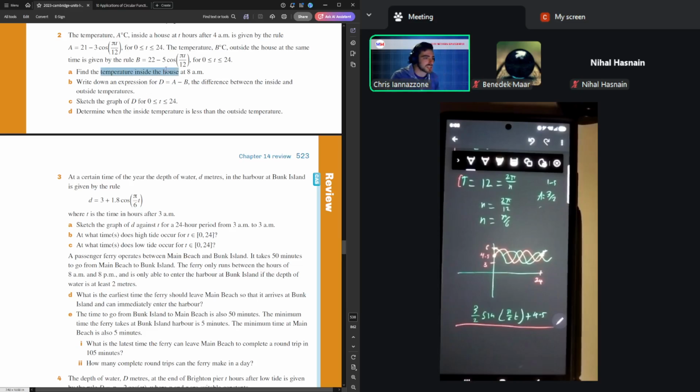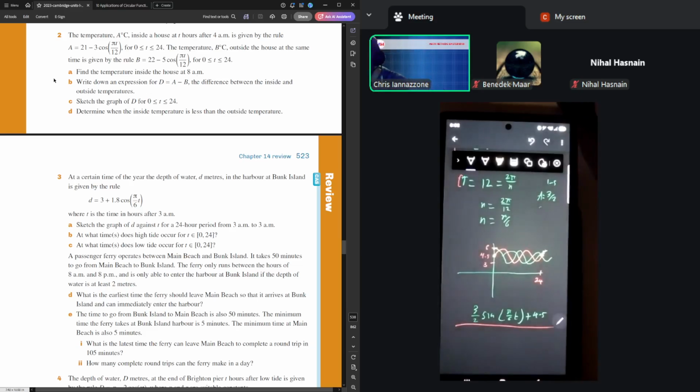So when it comes to finding the temperature inside the house at 8 AM, it just means we're going to be using the inside equation, not the outside equation. This is a time 8 AM. I'm not going to say much more than that, other than we're using this equation. What are we actually doing to solve 2a here? And I'll say pay close attention to the function definition.